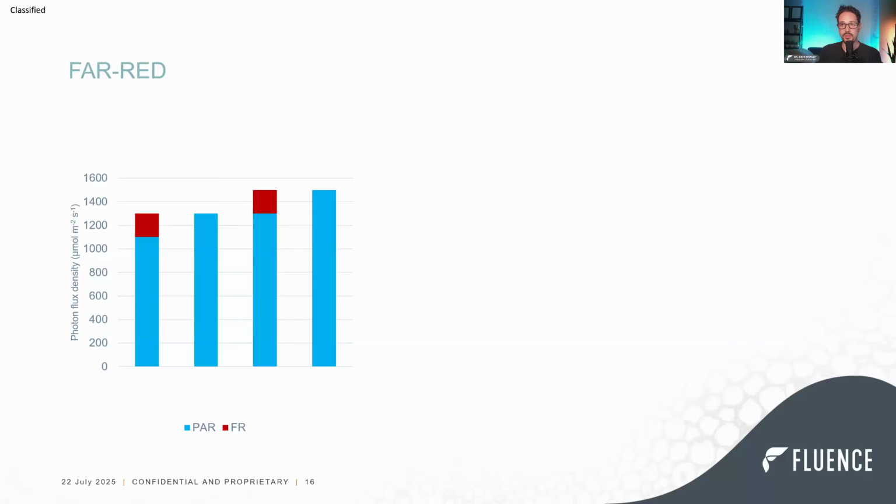Treatment number 3 was the same PAR light as treatment number 2, so 1300 micromoles of PAR light with an additional 200 micromoles of far red light. And then finally, treatment number 4 is 1500 micromoles of just PAR light.